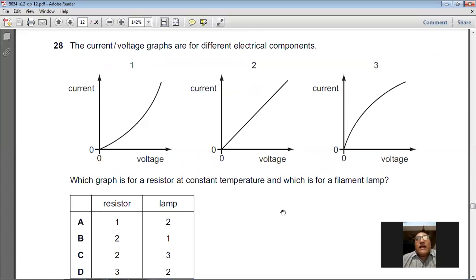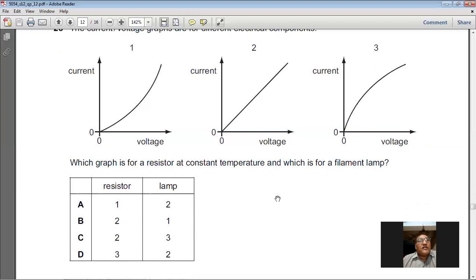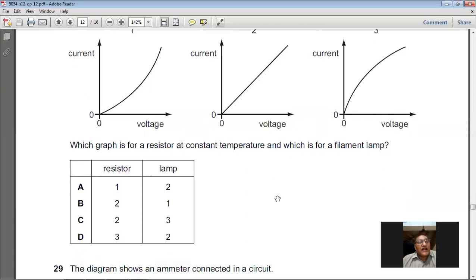For the filament lamp, the I-V graph, because on the y-axis we have current and on the x-axis we have voltage, the slope of this graph is the reciprocal of the resistance. We know that the filament lamp's resistance gradually increases, so the slope should gradually decrease. So figure 3 is the right choice for the filament lamp. For the resistor at constant temperature, figure 2, and for the filament lamp, figure 3. So for question number 28, C is the right option.